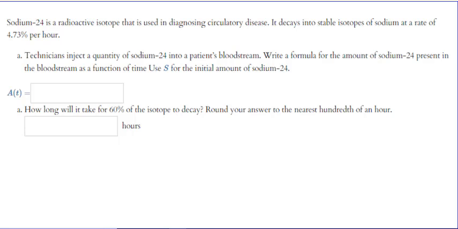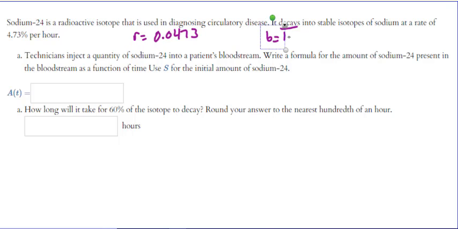All right. I don't think I was going to do this one, but I'll show you how to write the equations, and then you can solve it. Sodium-24 is a radioactive isotope used in diagnosing circulatory disease. It decays into stable isotopes of sodium at a rate of 4.73%, right? So it's going down. It's a percent, so I have to do it as a decimal.